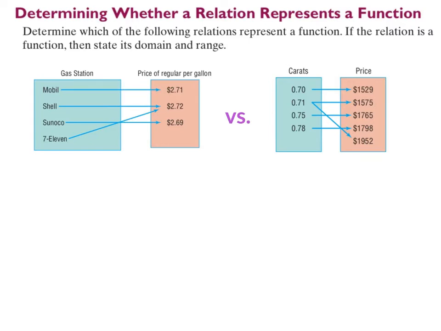But we've got some arrows doing some different stuff. For example, both Shell and 7-Eleven cost $2.72 a gallon. And over on the right-hand side, we've got 0.71 going to both 1575 and 1952. And the difference, to me at least, is that this output comes from two different inputs, whereas this input goes to two different outputs. So it really depends on the arrow's direction. So we have to think about our definition of a function.